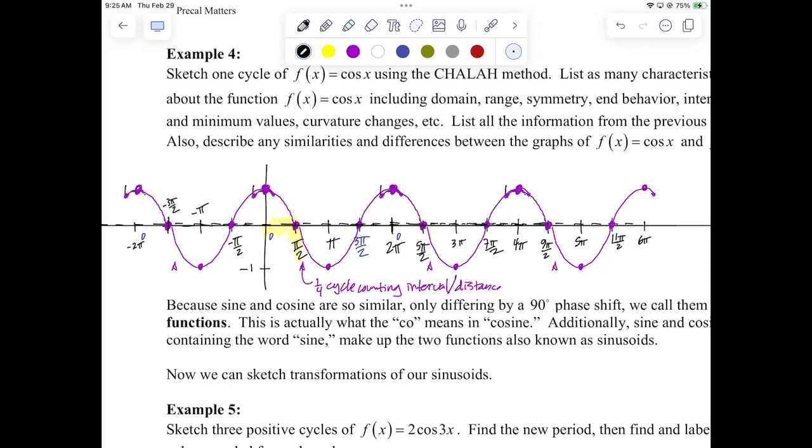How many full cycles of cosine do we see? I see at least 3. Do we have more than 3? I see 4, right? Let's go from the left here.